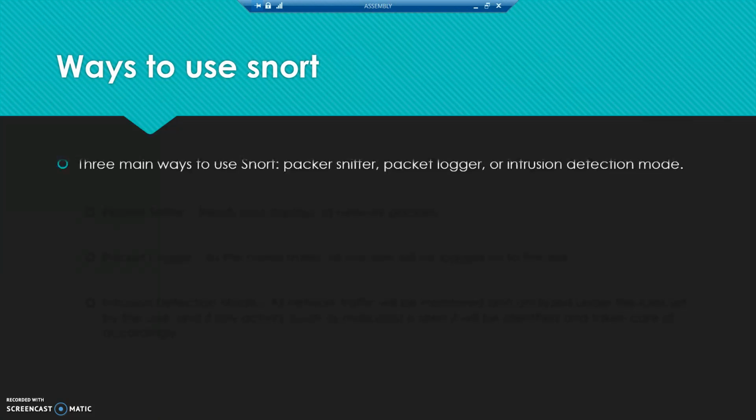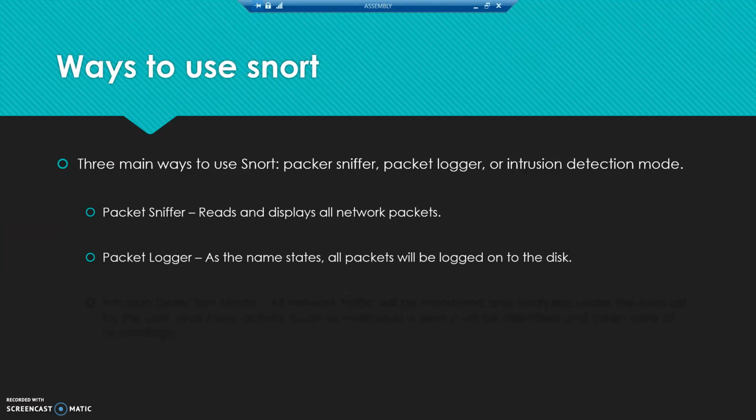So ways to use Snort. There are 3 main ways to use Snort. You have your packet sniffer, your packet logger, or your intrusion detection mode. Packet sniffer reads and displays all network packets. Packet logger, as the name states, all packets will be logged onto the disk, and these two are pretty straightforward and self-explanatory of what they do.